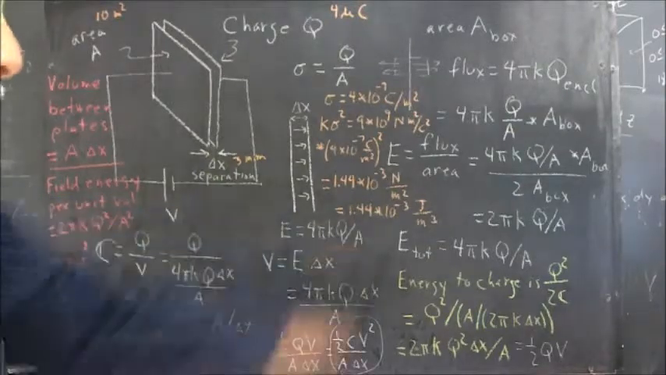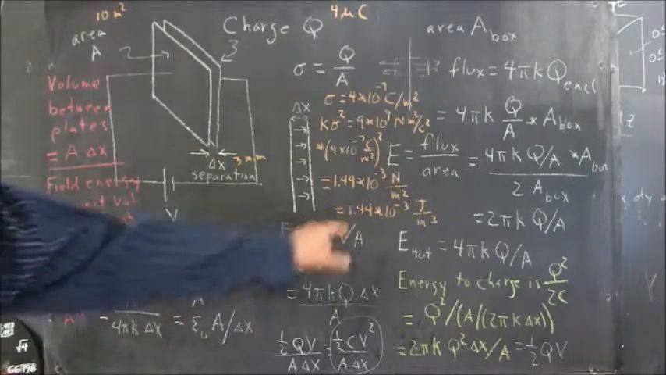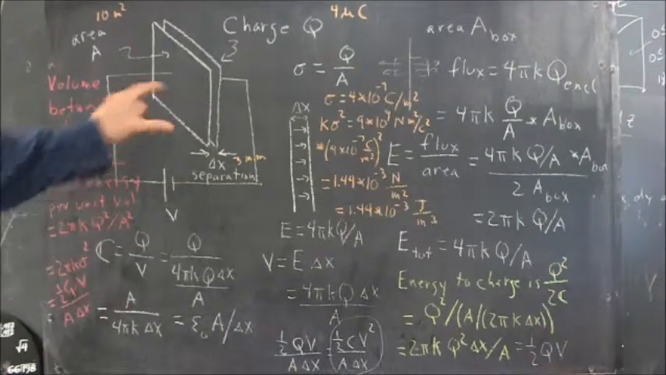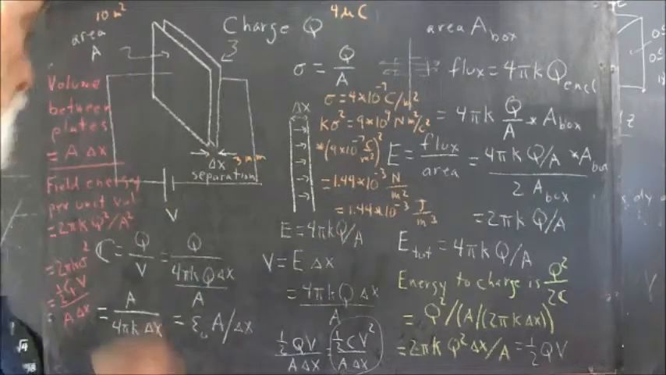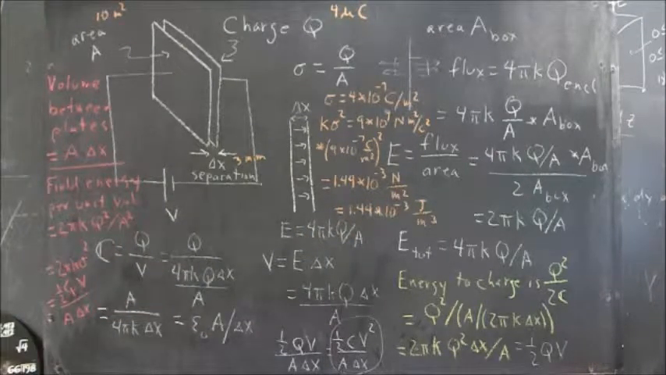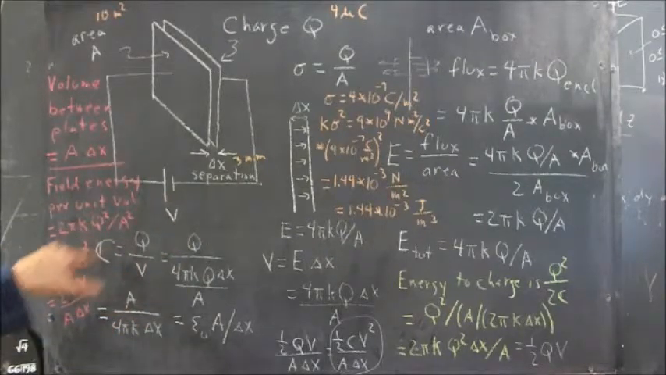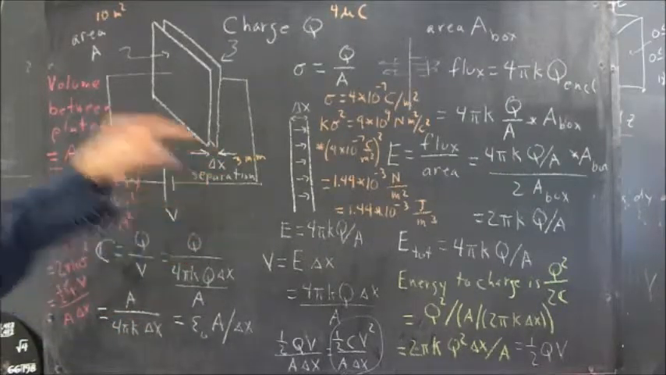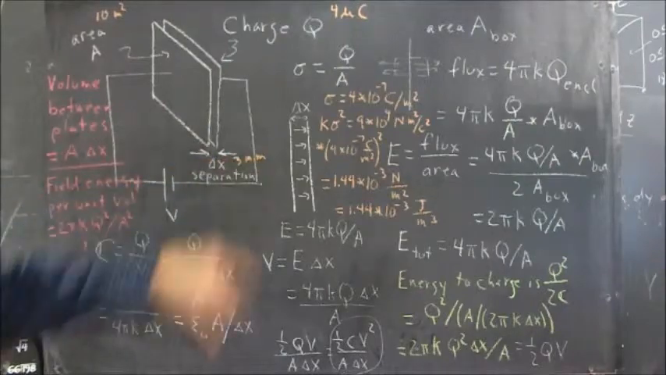In any case, you can double check the arithmetic here and see if everything makes sense. And you can compare this with the result that you get if you do the work to charge the capacitor, 1/2 Q squared over C, and divide that by your A delta x, your 10 square meters times your 3 millimeters.